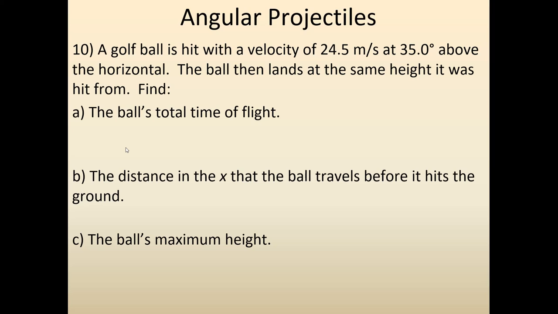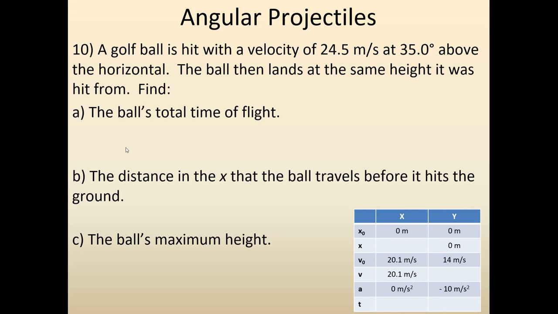All right, so here's the first question. So pause the video, work it out. We'll go over it in a second. All right, so as I mentioned before, the very first thing that we want to do is break up the velocity. We have 24.5 meters per second at 35 degrees. So we're going to do 24.5 cosine 35 and 24.5 sine 35. We're going to make our chart, and it's going to look like this.